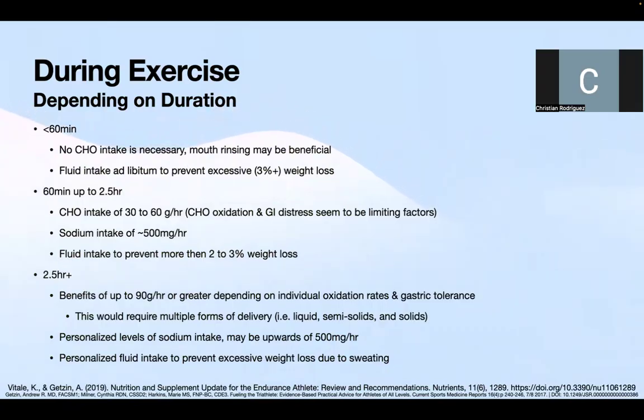At 2.5 hours plus, this is where we start seeing some pretty astronomical carbohydrate intake in some specific athletes. North of 90 grams per hour have been noted before. But recommendations can start to hit between 60 to 80, up to even 90 grams per hour when you start really going beyond that 3 hour threshold. Again, limitations are going to be individual oxidation rates and gastric tolerance.